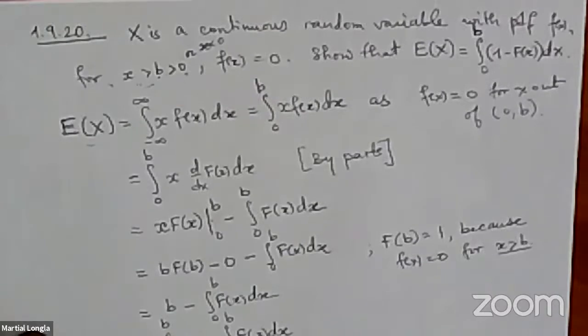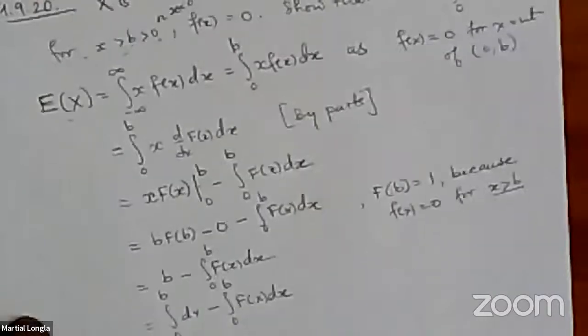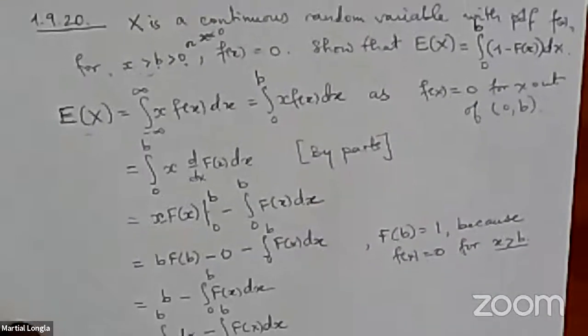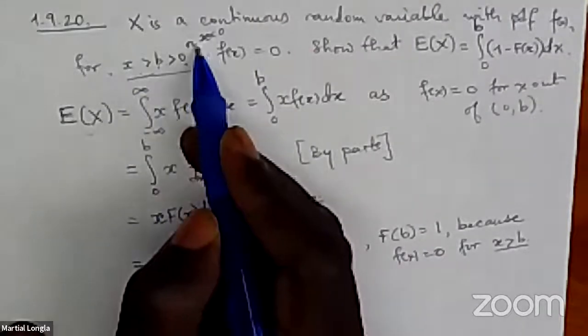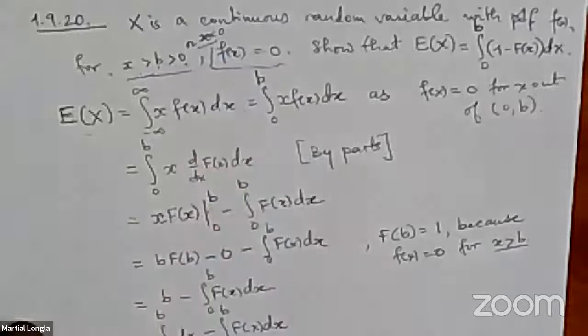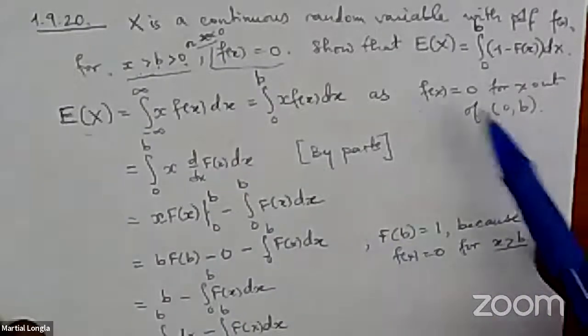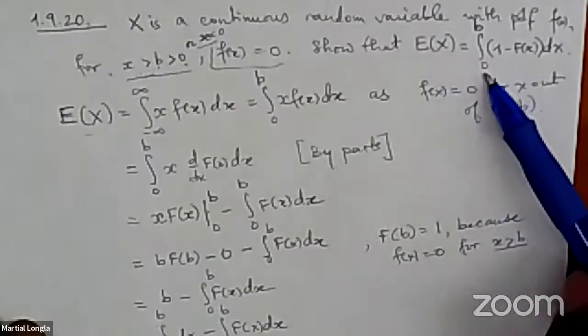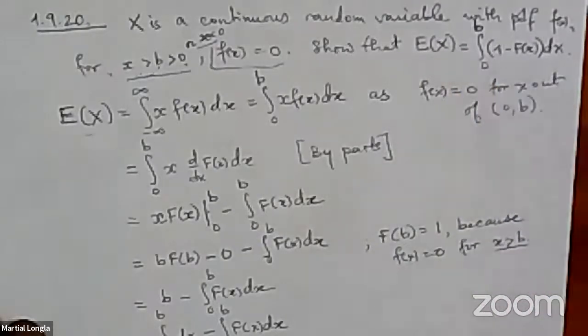And it's going to be 0 for every x that is less than 0. And those important points here, I would build the answer. And we want to show that the expected value of x is equal to the integral from 0 to b of 1 minus F of x dx.